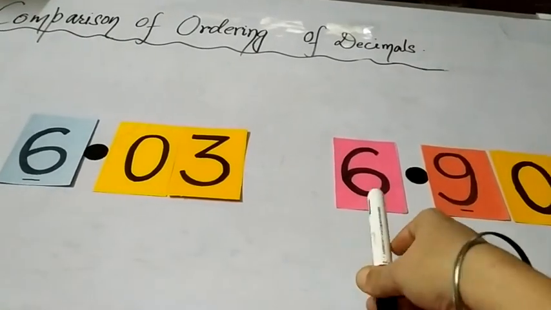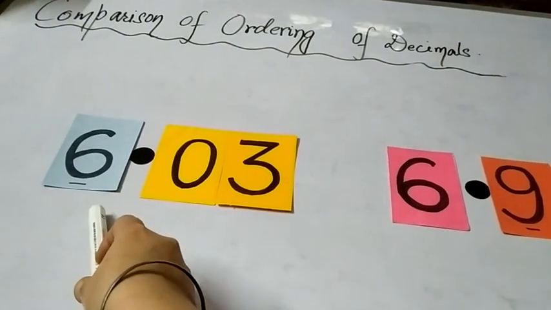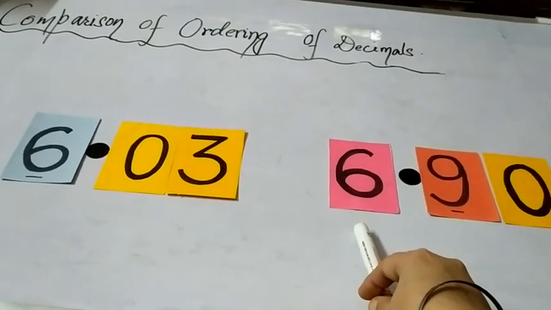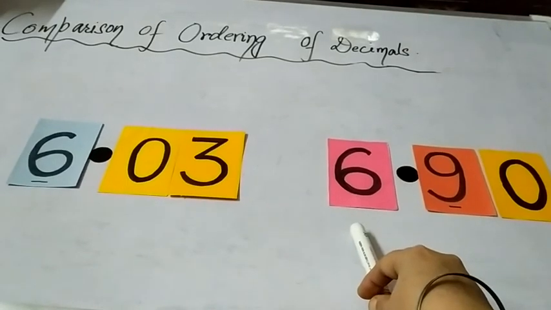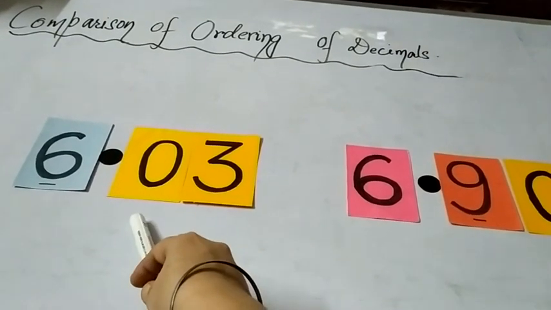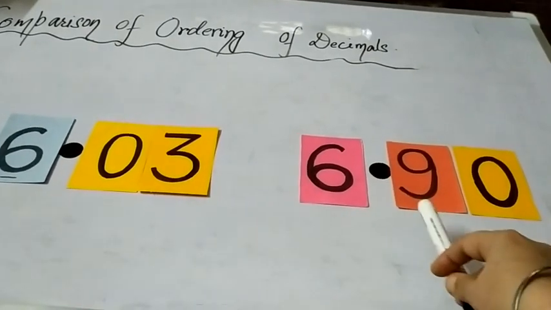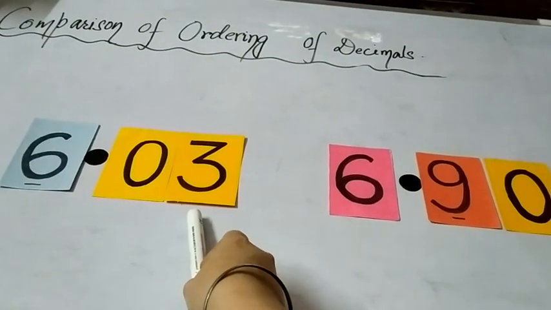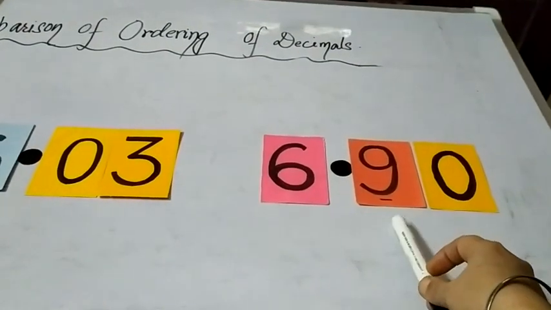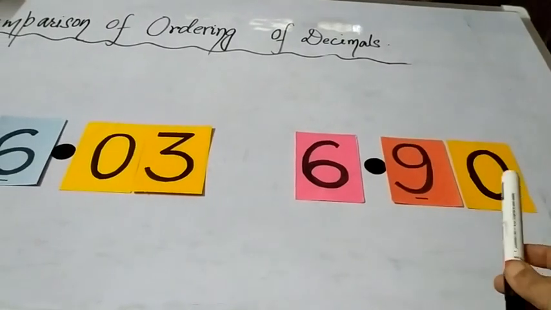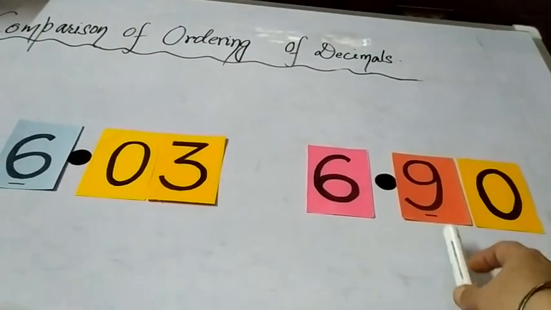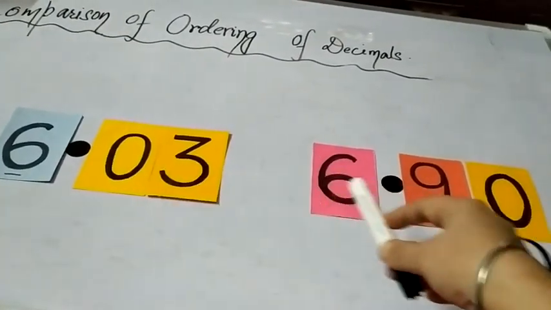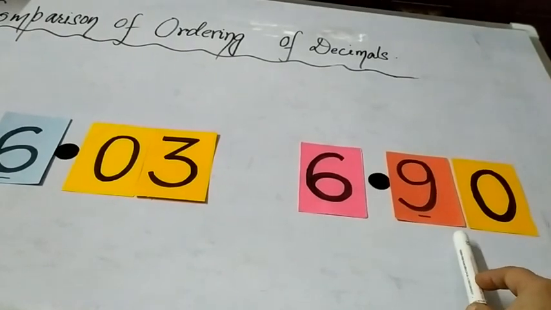Now the next step is to compare the whole parts. Here the whole number is 6, and here again we have whole number 6. So we are not getting any clue which is bigger and which is smaller. So we will go for the decimal part. It is 03 and it is 90. While comparing the decimal part, you can take it as 3, and here it is 90. Is 3 bigger or 9 bigger? You can see the number which is close to the decimal is bigger. Here it is 0, here it is 9. So obviously 9 is bigger.